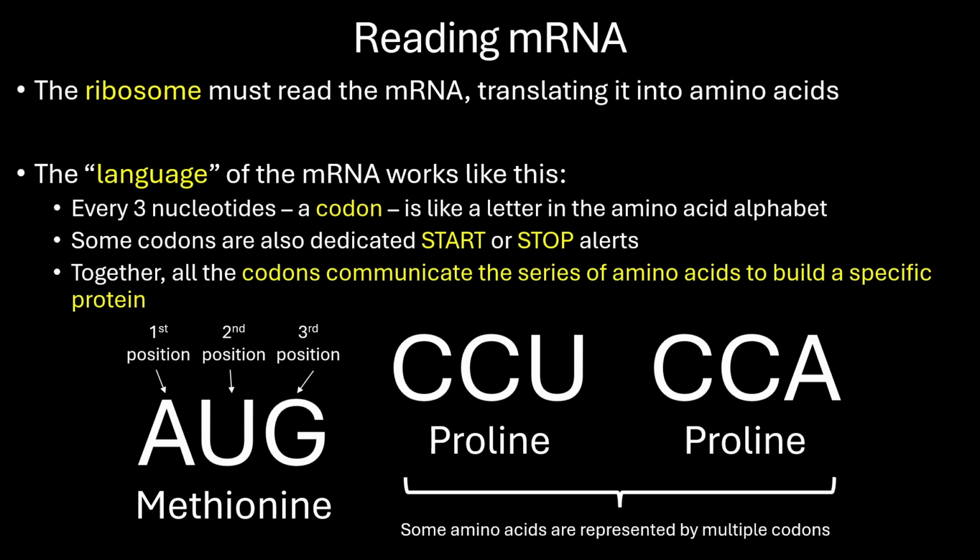Together, all these codons are going to communicate a series of amino acids that are going to build a specific protein. And there's some important things to note. I want you to take note of the position of nucleotides in the codon. This will be important later. So we have the first position being the first nucleotide in the codon, second one being the second, third being the third, obviously. I want you to also note that there will be some situations where multiple codons will code for the same amino acid.